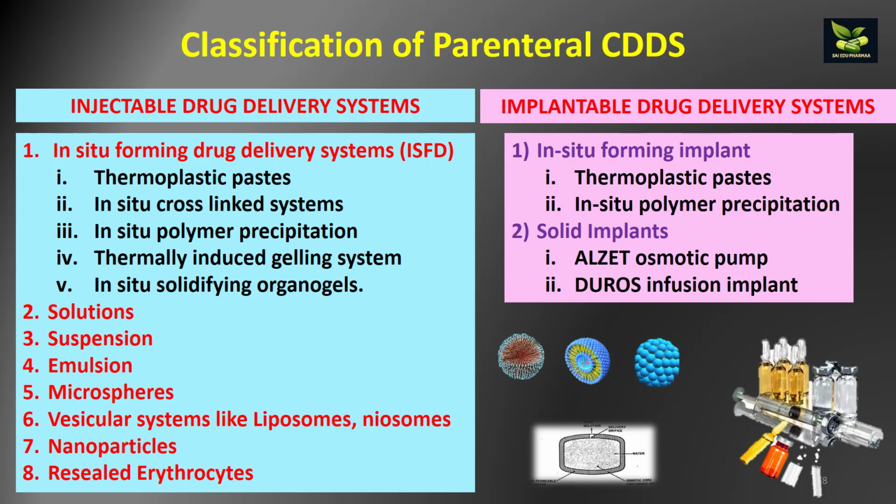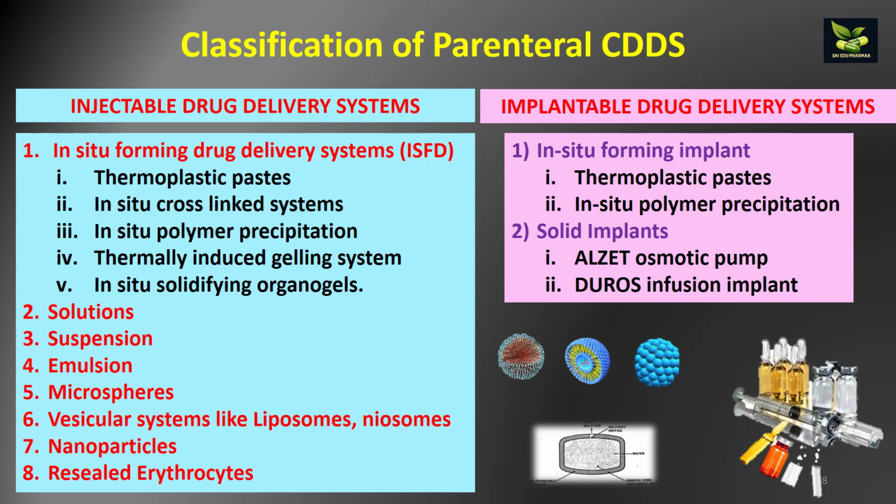In injectable, first is in situ forming drug delivery system. In this, a type of reservoir is formed, and examples are thermoplastic paste, in situ cross-linked system, in situ polymer precipitation, thermally induced gelling system, and in situ solidifying organogels. Then the second type can be solution, suspension, emulsion, then various types of delivery systems like microspheres, nanoparticles, then vesicular systems like liposome, niosome, then resealed erythrocytes. These are various types of injectable drug delivery system.